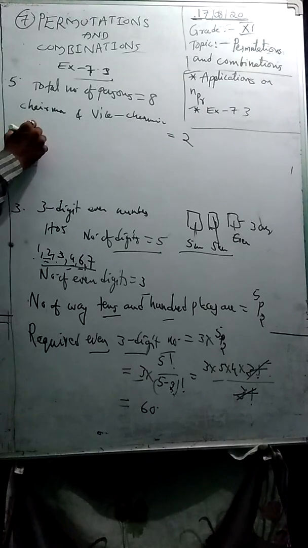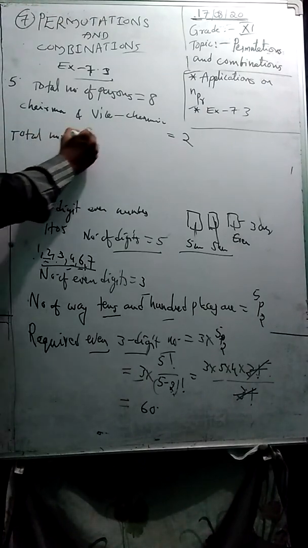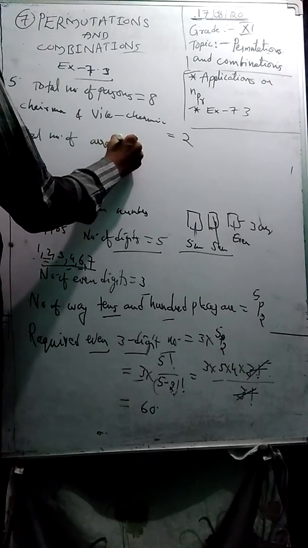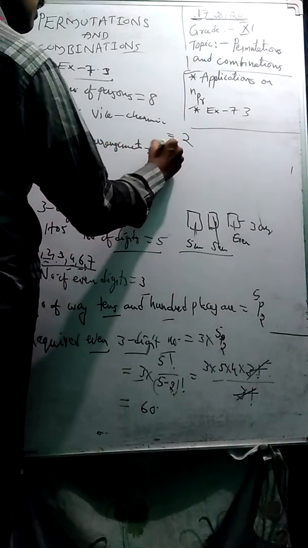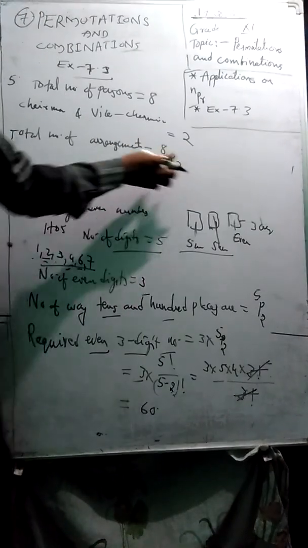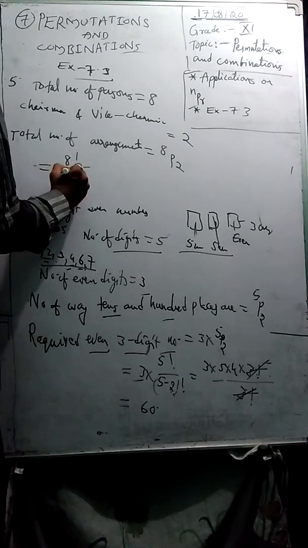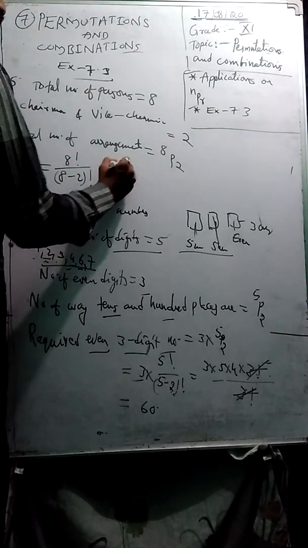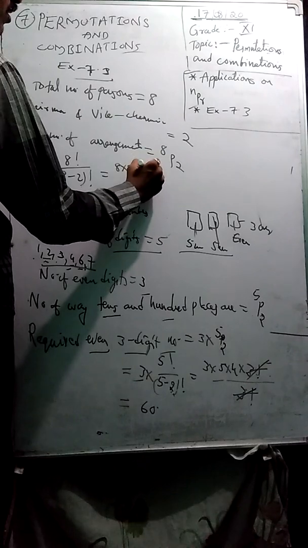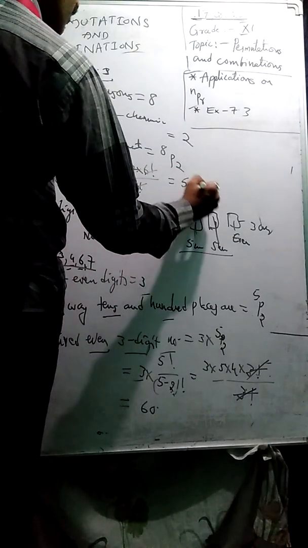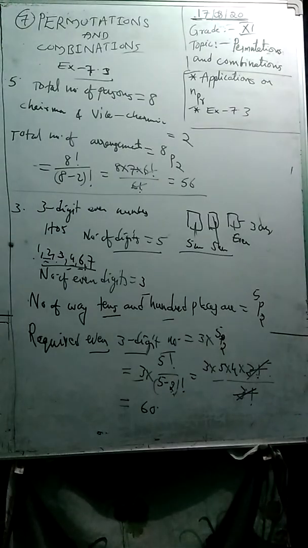So the total number of arrangements is 8P2. I mean, 2 posts from 8 persons. So 8 factorial by (8 minus 2) factorial, 8 into 7 into 6 factorial, 6 factorial cancel. 56 ways we can arrange, students. This is the way to solve the problem based on this.